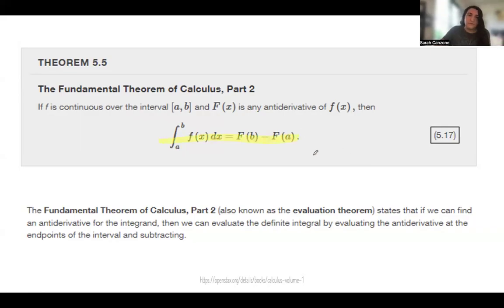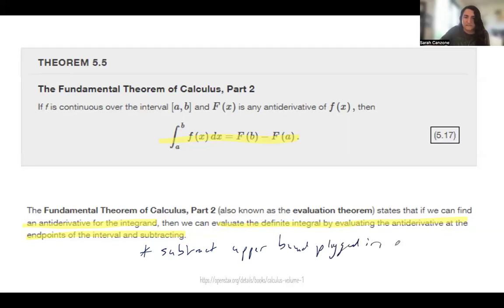This is very important. So what this says, essentially, if you can find the antiderivative of the integrand, then you can evaluate that integral by evaluating the antiderivative at the endpoints of the interval and subtracting. And in fact, to be a little more specific, subtract the upper bound plugged in minus the lower bound plugged in.